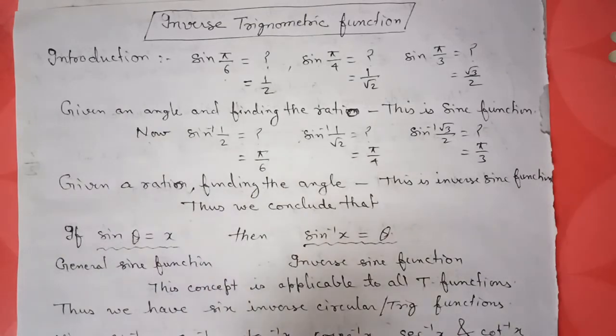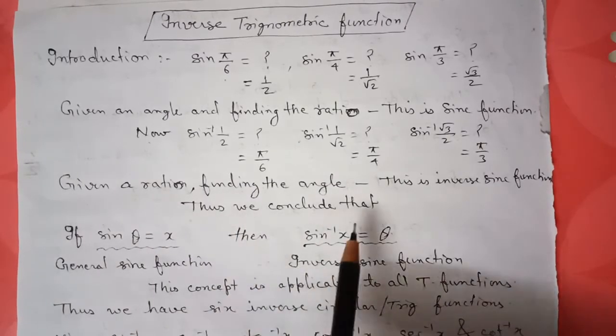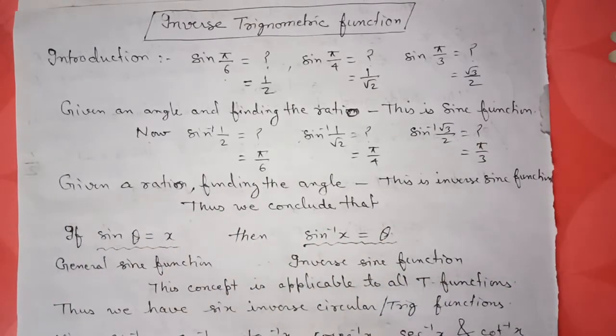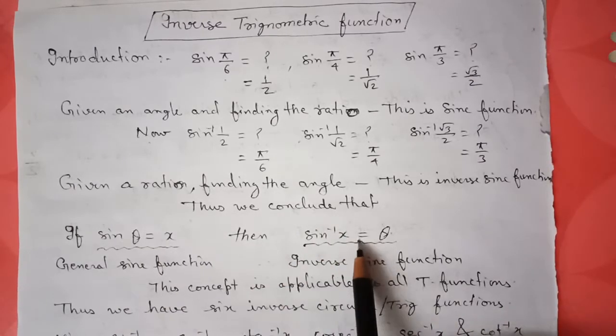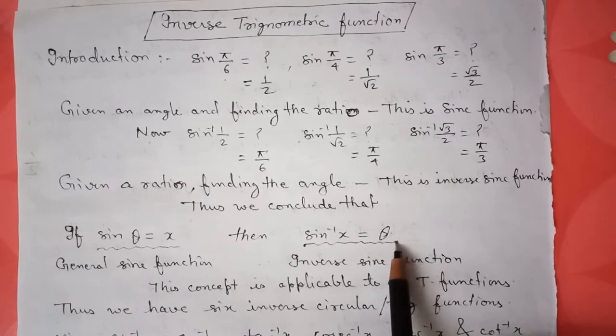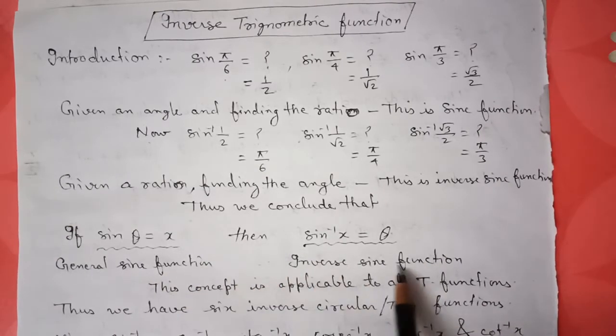In general sine function, there is an association of angle with the ratio. But in inverse trigonometric function, inverse sine function, there is a connection between the ratio and the angle. Hence, we conclude that if sine theta is equal to x, then sine inverse x is equal to theta. This is the general sine function. This is the inverse sine function.